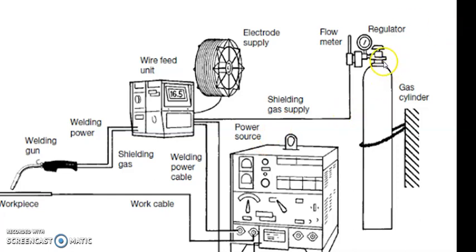Here we have a gas cylinder which contains an inert gas, either helium, neon, or similar gases. This is a regulator, and we have a pressure gauge which indicates the volume of gas inside it. Here again, we know it is an arc welding process.